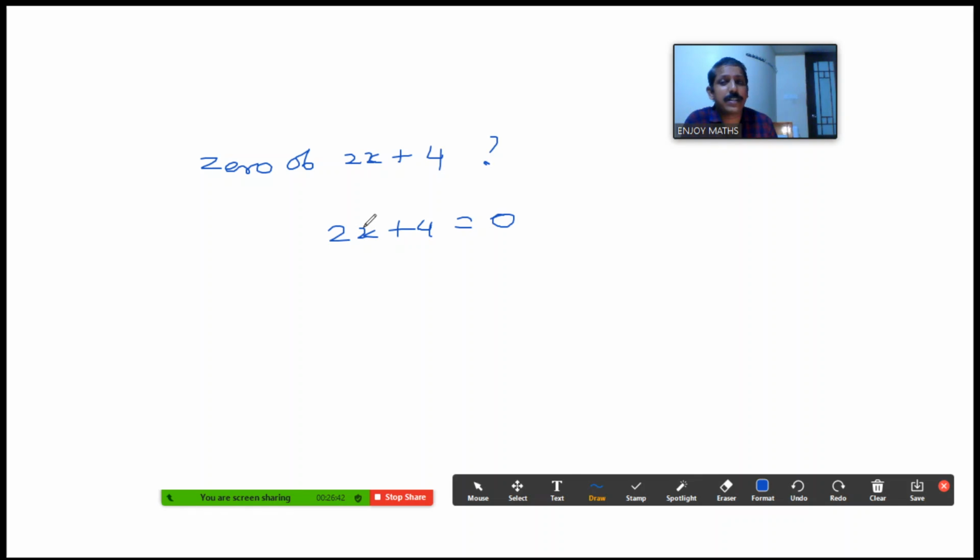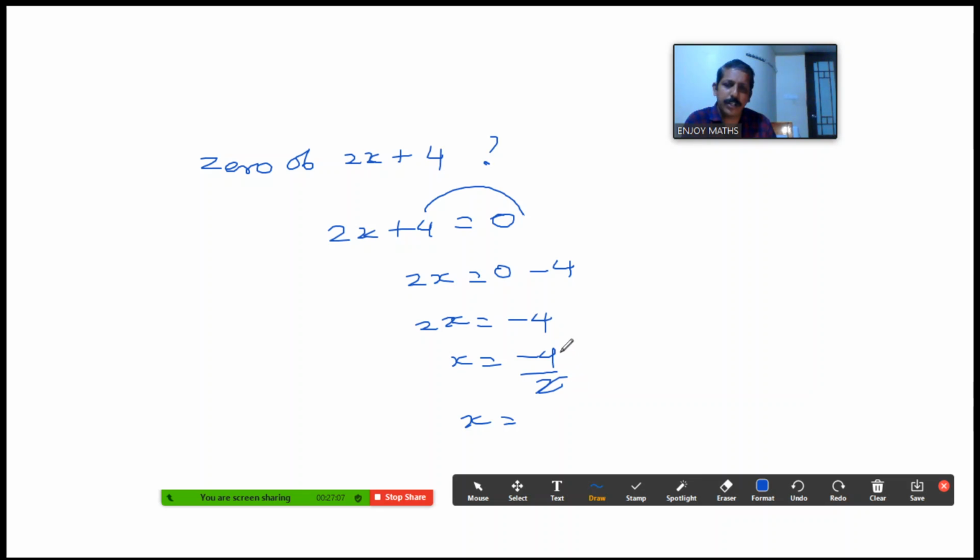So what is the value of x? Simple, I just tell you. 2x comes, this 4 goes, because I take the variable last, this one first. So what happens? 0 minus 4. So 2x is equal to minus 4. So x is equal to minus 4 by 2. Cut it off. So minus 2. So x value is minus 2.